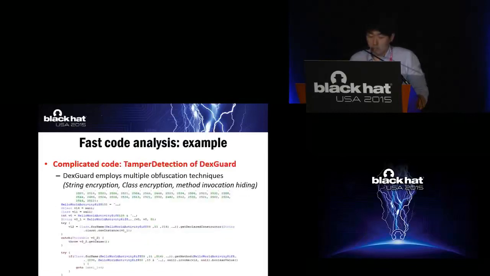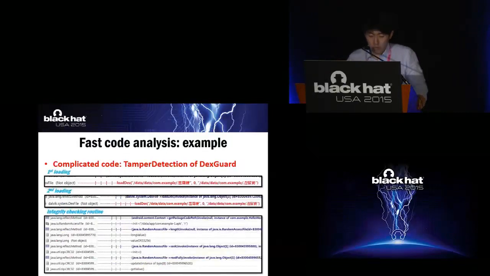Now, I'm going to analyze a tamper detection sample of DexGuard. This sample does some tamper detection behaviors, and it is obfuscated using string encryption, class encryption, and method invocation hiding of DexGuard. This snippet is a part of the tamper detection sample. If you see this, you can see all methods are hidden by obfuscation. By the way, if you see the code with this log, you can obviously distinguish the behaviors of the code. This sample loaded the dex file twice dynamically, and this means that it decrypts an encrypted class and loads the class.